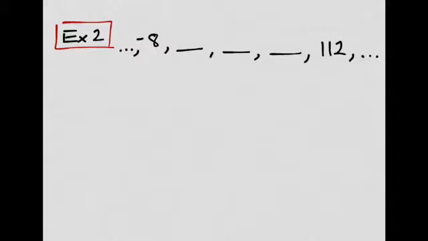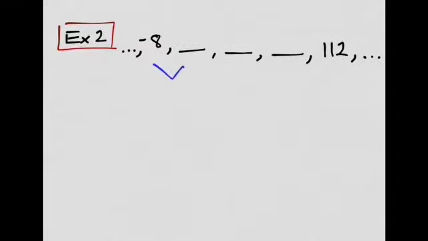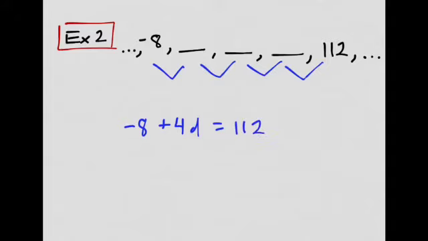So all we're doing, I'll write out my steps. 1, 2, 3, 4. I'm adding d 4 times, so I start out with -8 plus 4 common differences, and that will have to equal 112. And then we just solve. Plus 8, plus 8. 4d equals 120.